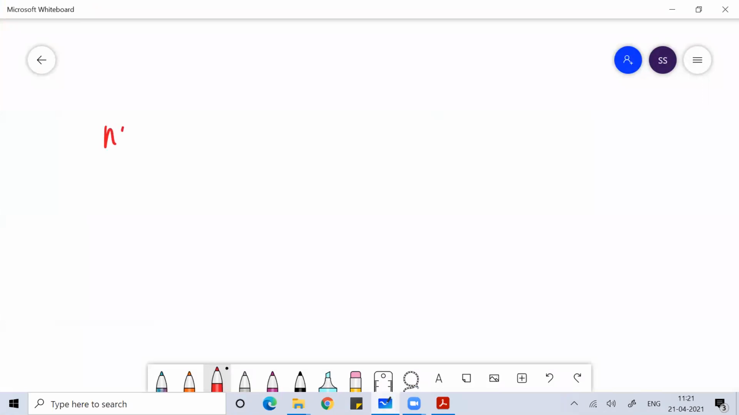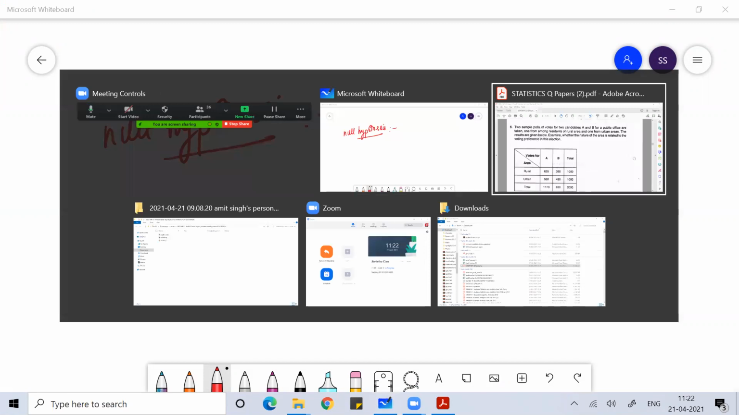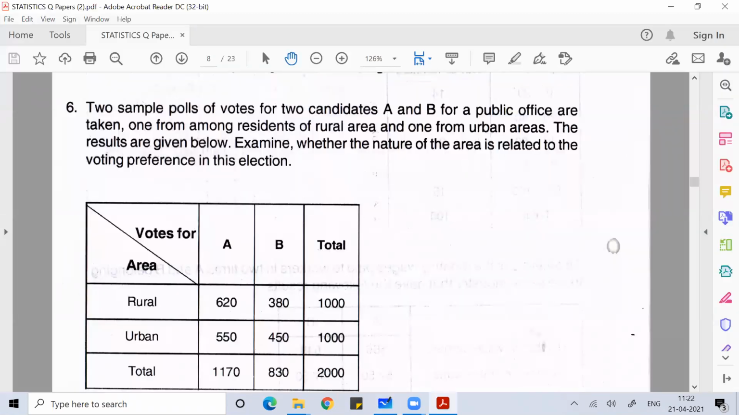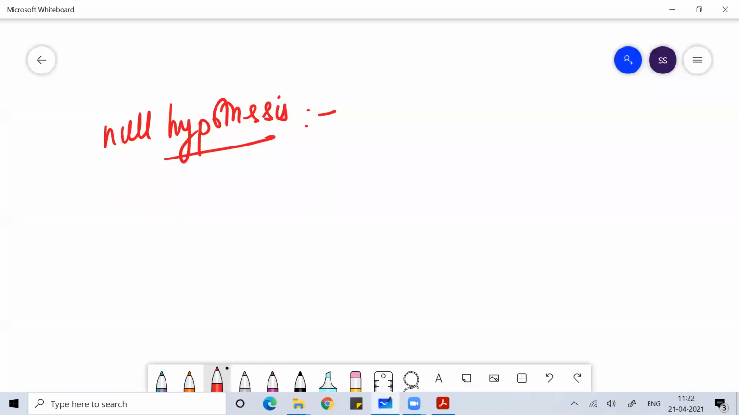So what you'll do, you'll write the null hypothesis. In the null hypothesis, you'll make them equal. You say that there is no significant relation, or the voting preference in the election and the nature of area are independent of each other. You can understand the two variables: one is the nature of area, another one is voting preference in election. So you can say that they're independent of each other.